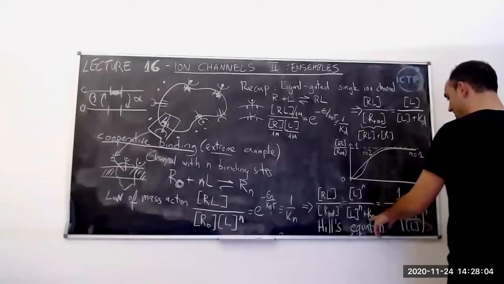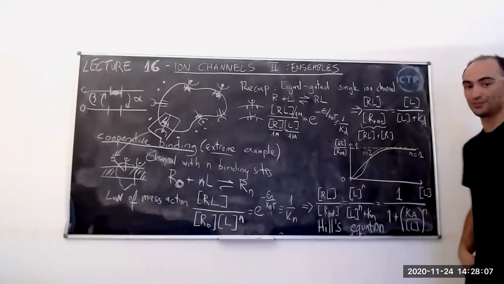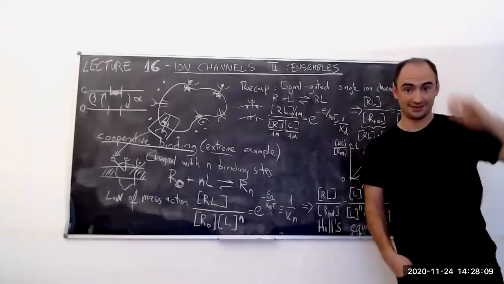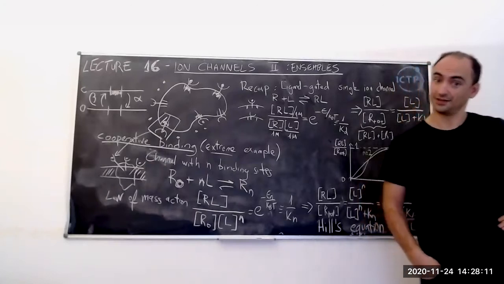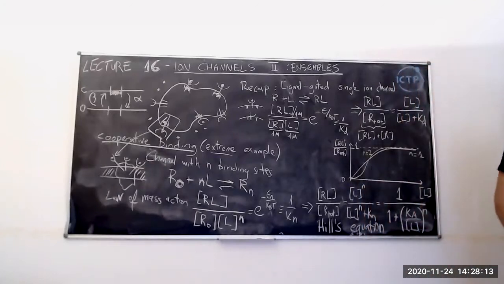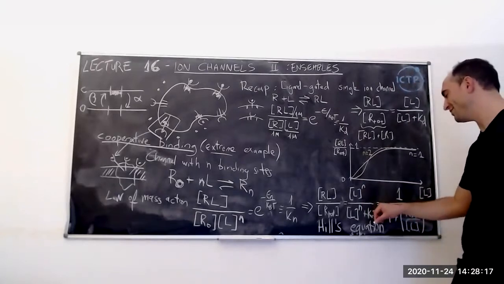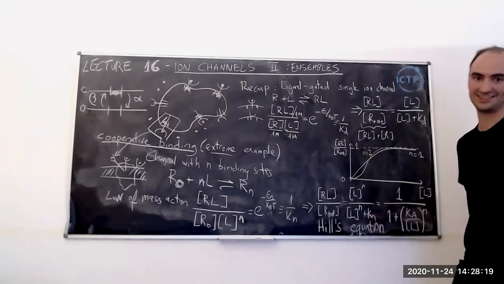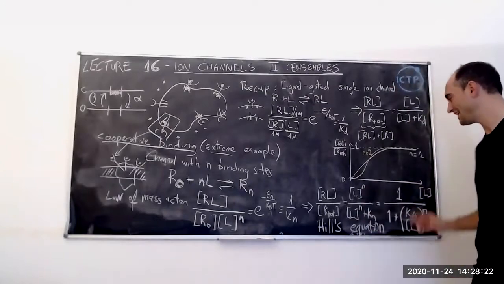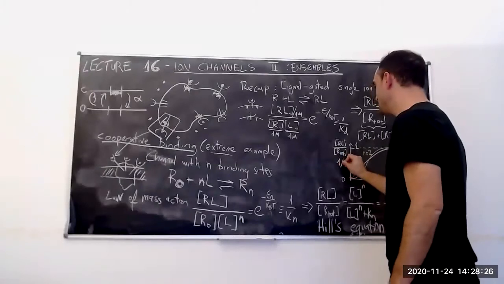Kn is Ka to the power n. Exactly, it's a definition. Ka is the concentration of ligand at which you are at the half.